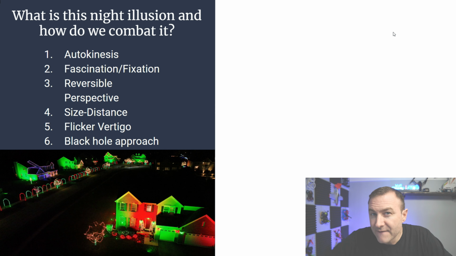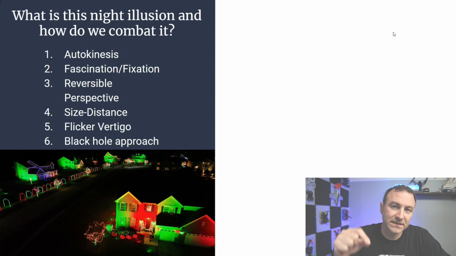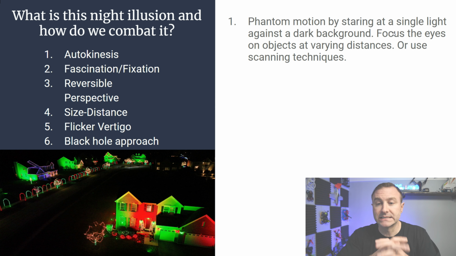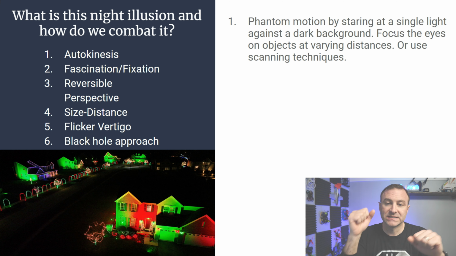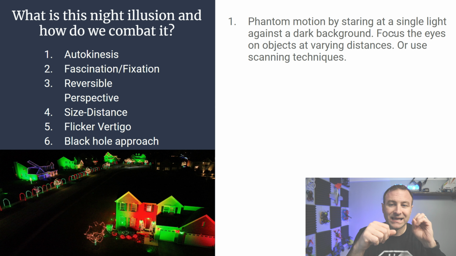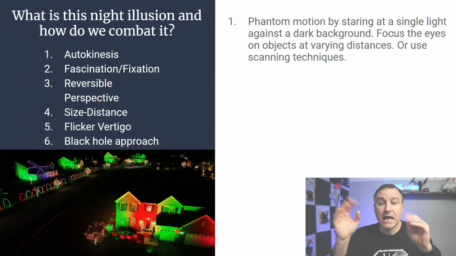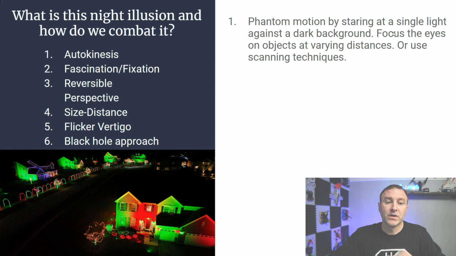Now, the FAA has come up with 6 different night illusions that you need to be aware of, really, and how do you combat them, right? So if this is happening to you, what can you do? The first one I'm going to talk about is autokinesis, and that's kind of phantom motion. If you're staring at a light against a dark background for too long, it kind of seems like it's starting to move when it probably isn't, right? Focus your eyes at different points, right? And use scanning techniques to combat that, right?